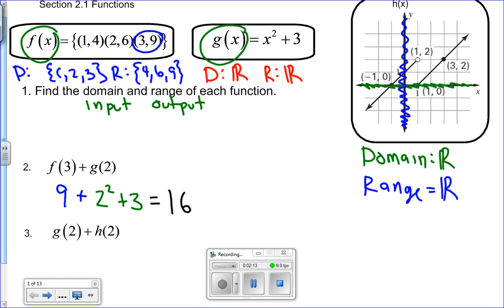Number 3 says find g of 2 plus h of 2. Well, g of 2 is the output when x is 2. So in this case, we'll have 2 squared plus 3. And then h of 2 is the output when the input is 2 on this graph. So let's look at the graph. Here's 2 on the x-axis. So here's the ordered pair, 2, 1. So we would say that 2 goes to 1. So it's going to be 2 squared plus 3 plus 1, which is 8.